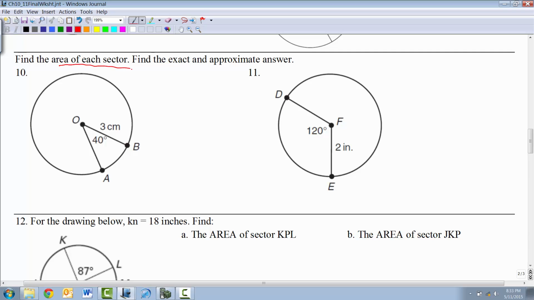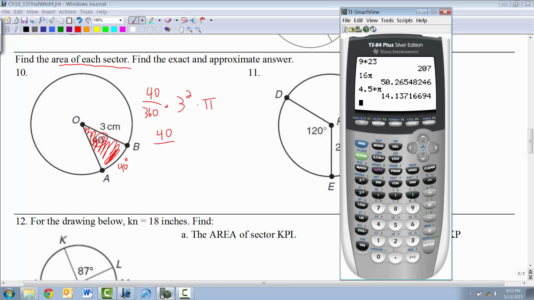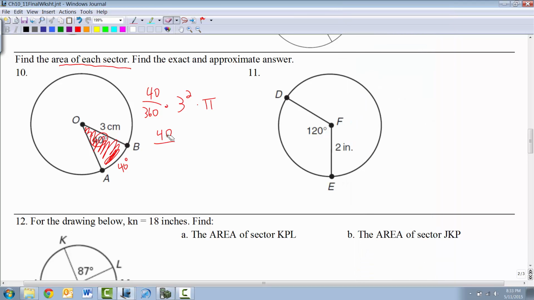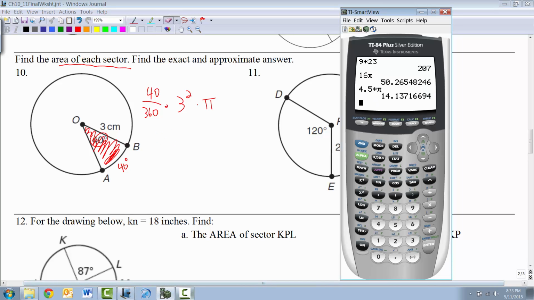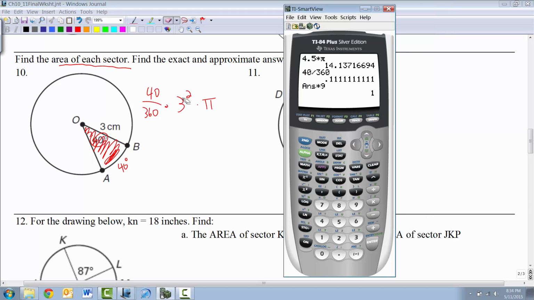Find the area of each sector. Okay, so I want the space inside this piece of pie. So 40 degrees tells me this arc measure is 40 degrees. Central angle equals the arc it cuts. So this is 40 out of 360 is what I'm dealing with. Times radius squared times pi. Might get a little ugly, maybe not. Let's take a look. And again, I'm just going to do this offline. You have calculators, you know how to get these answers in nice format. So offline, I'm going to do that. Actually, it was a lot easier than I thought.